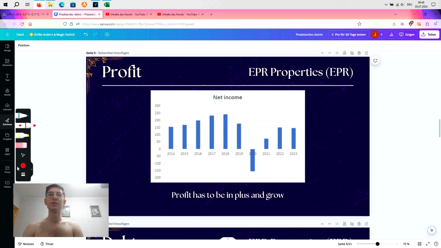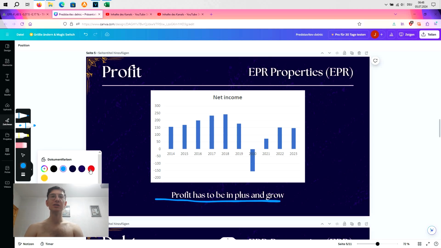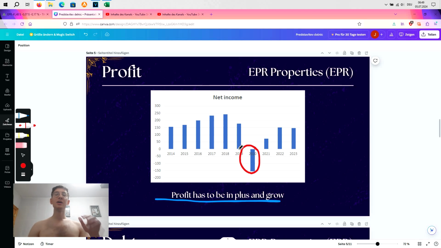Now we come to the profit. And for profit, we also have a little instruction. Profit has to be in plus and it has to grow through the years, okay? Now here, what do you see? You immediately see that in 2020, they had a loss. So this is immediately a no-go. I cannot stress that enough. If you want to buy companies, they have to have profit for the last 10 years and that profit has to grow, okay? Now here, obviously, due to COVID, they probably lost a ton of money. That's why they are in minus, which is what we don't want to see, okay?